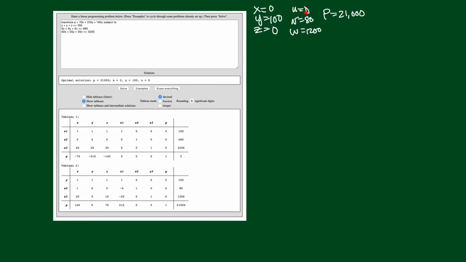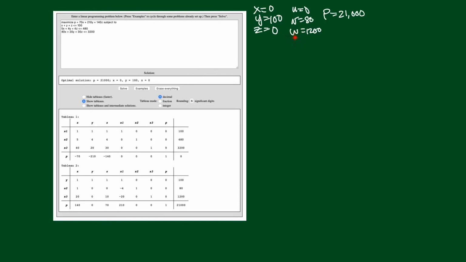So U is 0. Now U is the number of unsold systems. We're saying there's no unsold systems, and sure enough, we're selling all 100 of system Bs. So U is 100, no unsold systems. Now V, what was V? V was the number of unused cubic feet we had for storage space. So originally we had up to 480 cubic feet available, and now V is 80, so the number of unused space is 80 cubic feet.